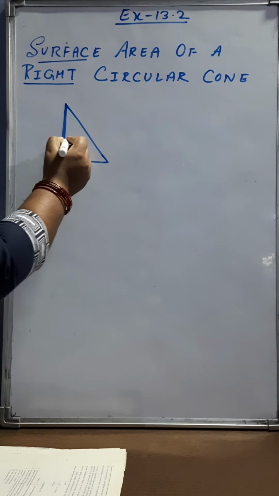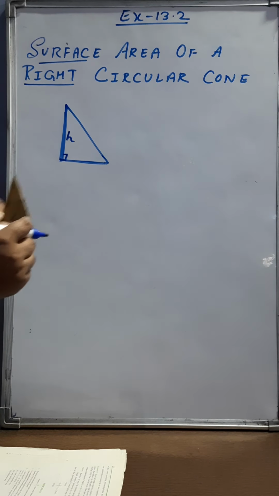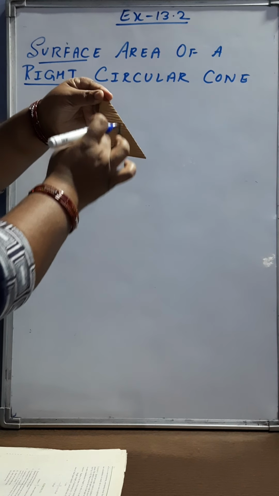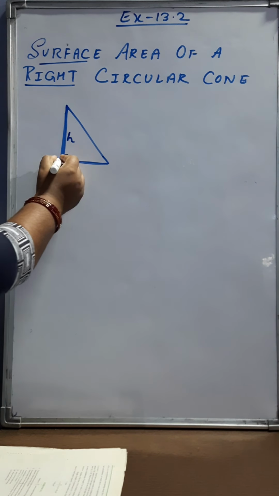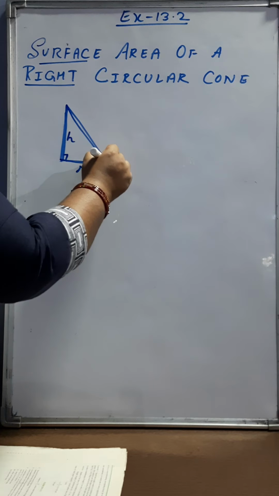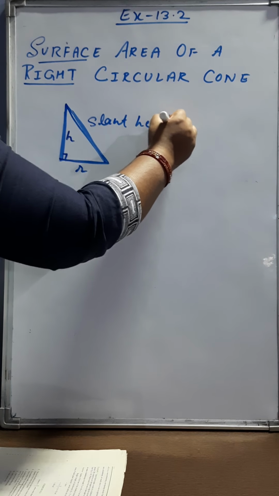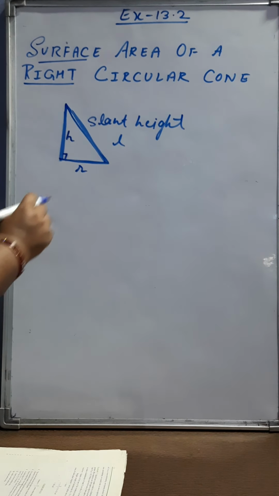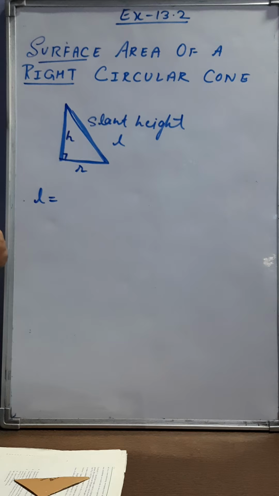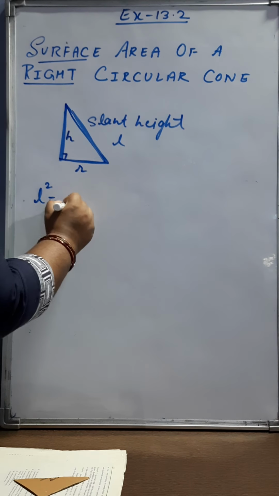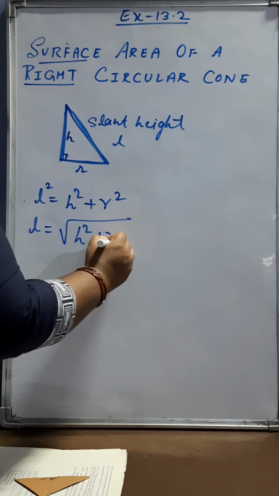Therefore, in a right circular cone, if this height we are assuming h, this angle is 90 degree. The base, if this triangle is completely revolved about this axis, the base is making a circle, you can see having radius r, and this line will behave as slant height. Slant height, which is denoting as L. We represent slant height by L. So how can we get this L? Just like right angle triangle, L square, hypotenuse square, is h square plus r square, or L is equal to under root h square plus r square.